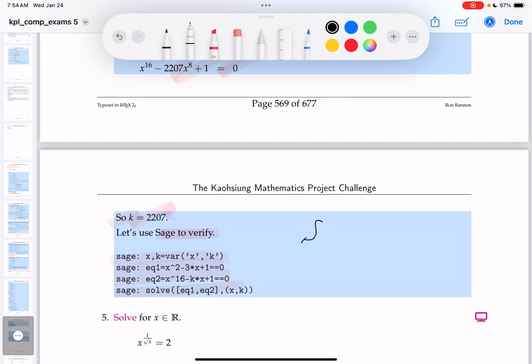And the one I'm recommending is Sage. And Sage is open source. You can install it on your computers, and you can use it. All right. You can also use a web-based application to do it.